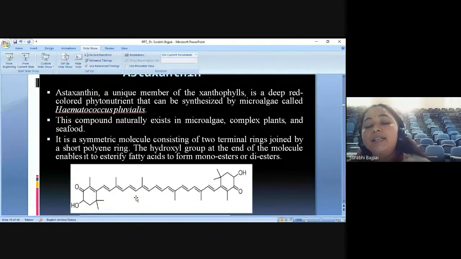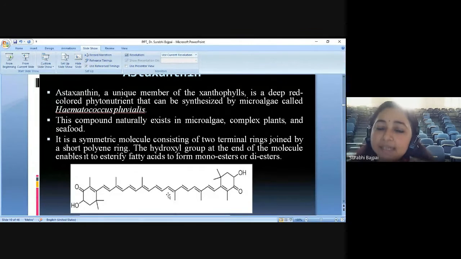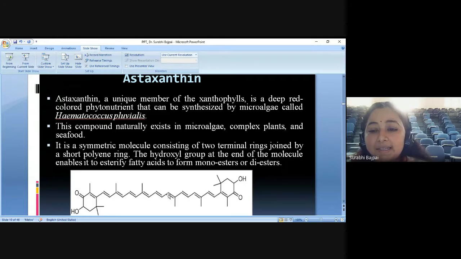So astaxanthin is a unique member of the xanthophylls, and it is a deep red colored phytonutrient, usually synthesized by the microalga known as Haematococcus pluvialis, and it also exists in microalgae, complex plants, and also in seafood, shrimps, etc. So that is the reason why we have chosen astaxanthin.